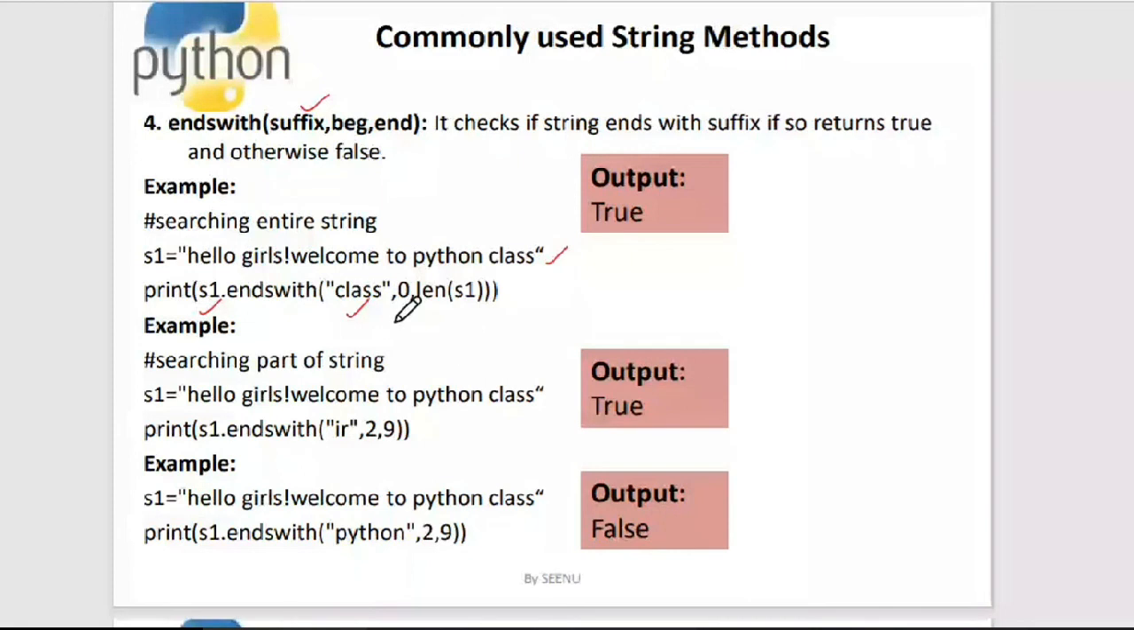Suffix is something which appears at the end of the string. So I'm asking it to search whether "class" is there at the end of the string. Prefix is something which comes in the beginning, so suffix is something which appears at the end of the string. So "class" is appearing at the end of the string. So it found "class" at the end of the string, and it will return a true for me over here.